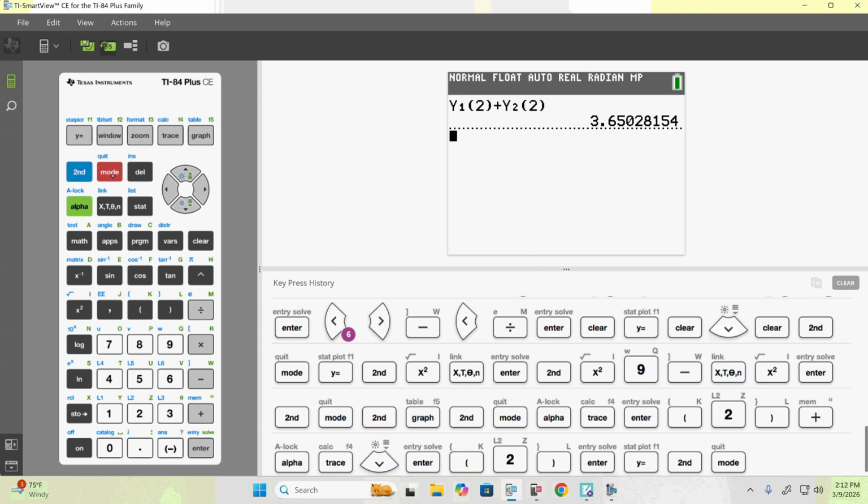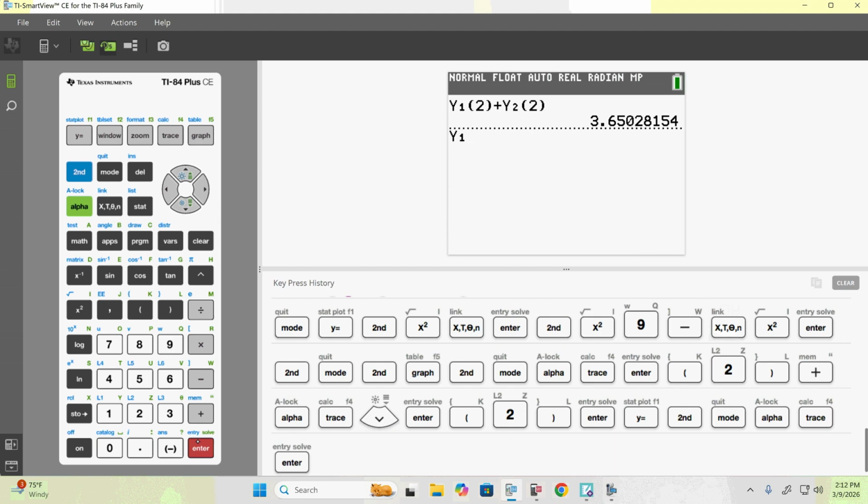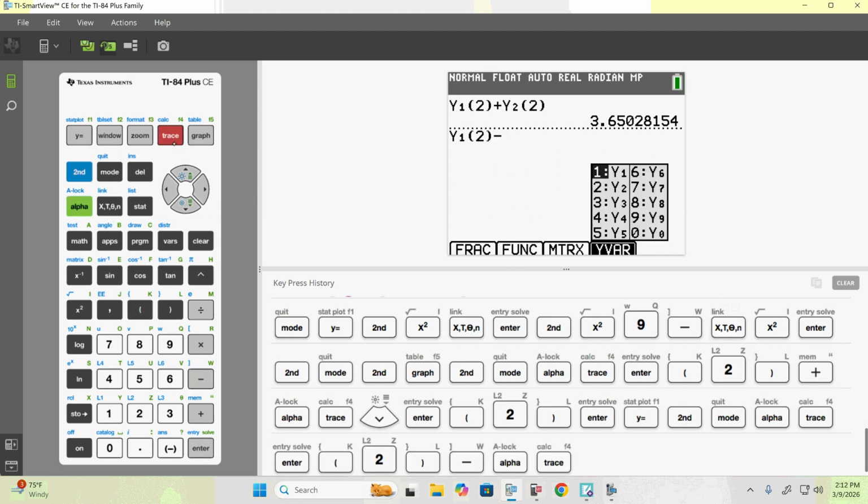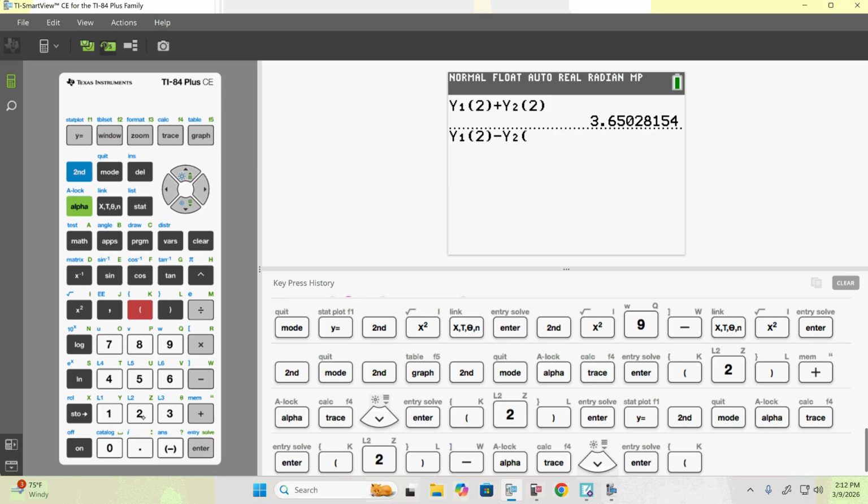Now, it also wanted us to subtract. So we're going to do the exact same thing, but this time, instead of adding, we're going to subtract. We get negative 0.82.